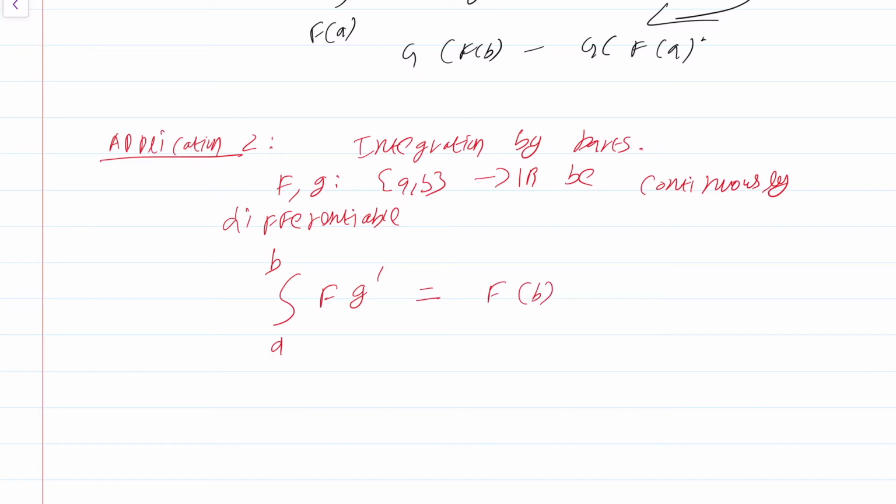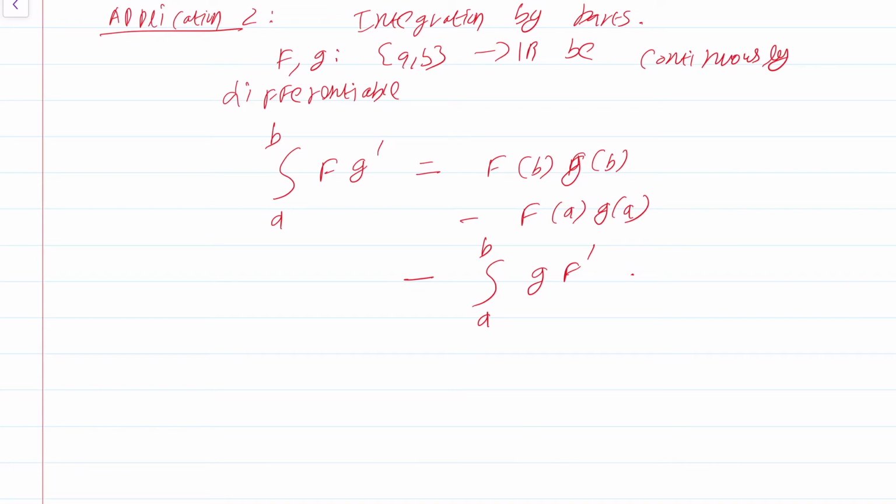f of b, g of b minus f of a, g of a, minus the integral from a to b. You just reverse the derivatives, that is, it becomes g f prime. You're all familiar with this. The integral from a to b of f g prime is f(b) g(b) minus f(a) g(a) minus the integral from a to b of g f prime.